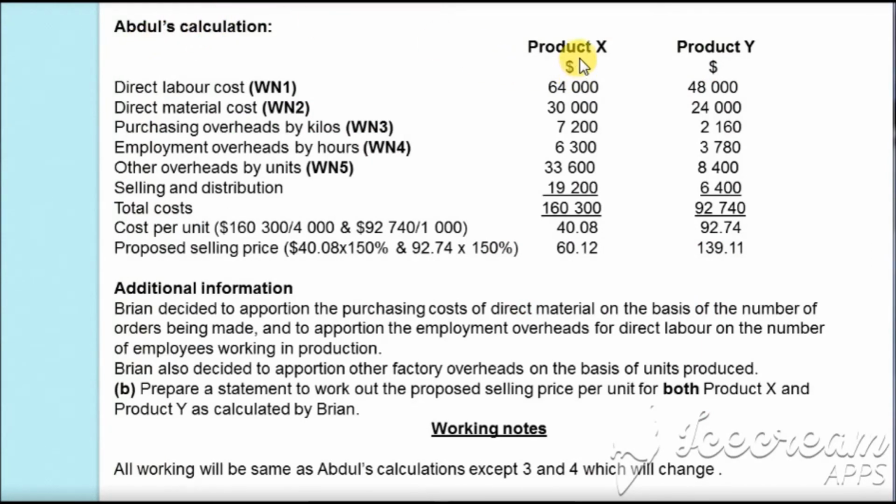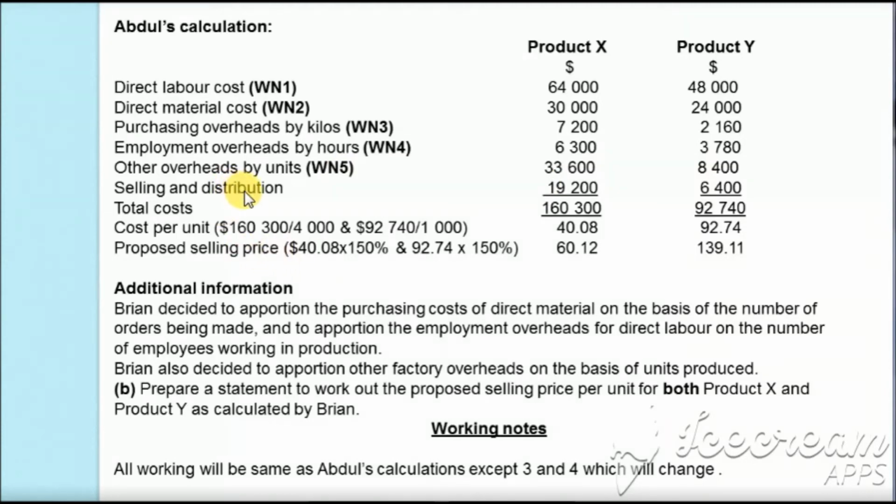We'll start with the product X and product Y. Direct labor cost, which was calculated in the first working notes, will be mentioned here. Then the direct material cost, which was calculated in the second working notes, will be mentioned here. The purchasing overheads by kilos, which was calculated in the third working notes, we are going to mention it here. Then the employment overheads by hour, which we calculated in the fourth working notes, will be mentioned here. The other overheads by units, which was calculated in the fifth working notes, will be mentioned here.